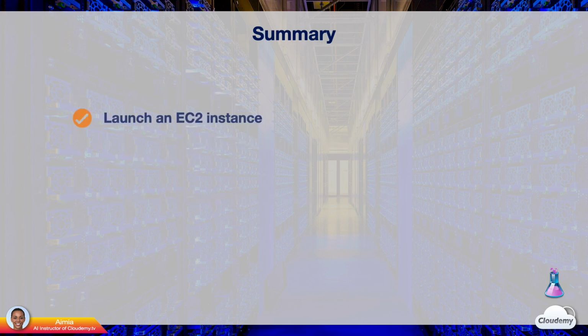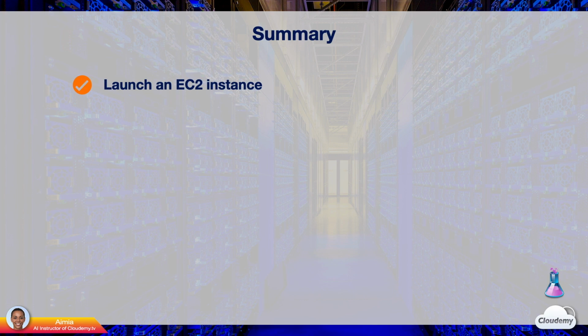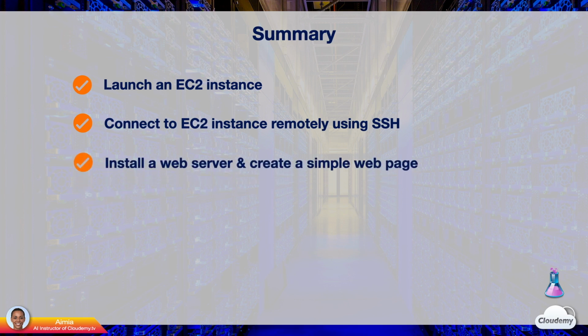In this episode, we've launched an EC2 instance. We've connected to the EC2 instance remotely using SSH. We've installed a web server and created a simple web page by running commands manually. Finally, we've configured EC2 instance to run commands automatically at launch using user data and shell scripts. Okay, that's all for EC2 Intro Lab. Thanks for watching and see you in the next episode.